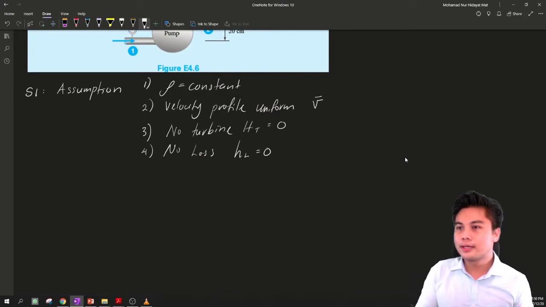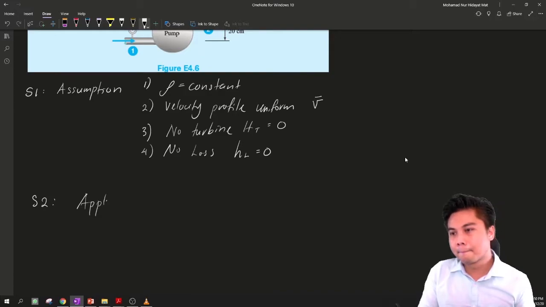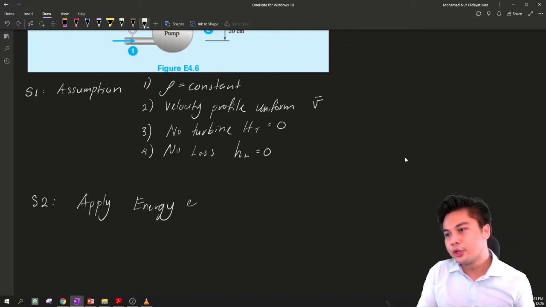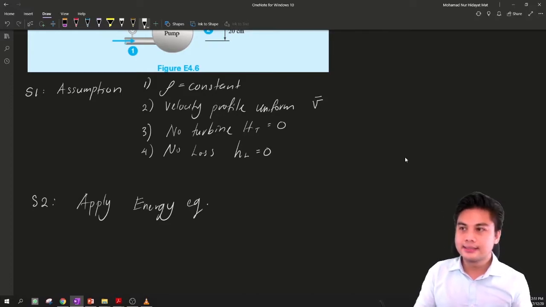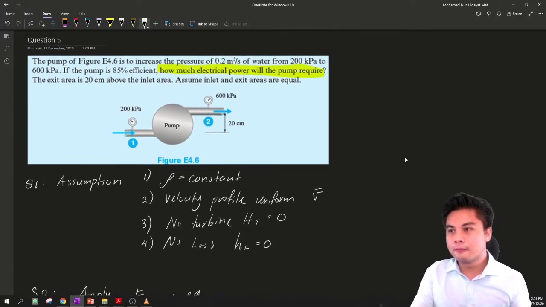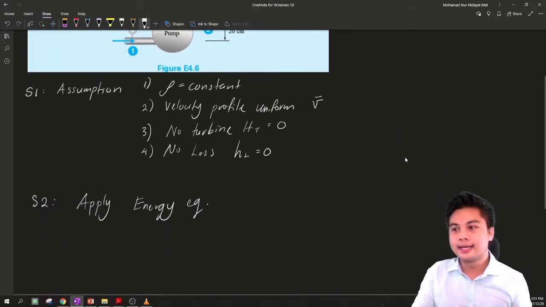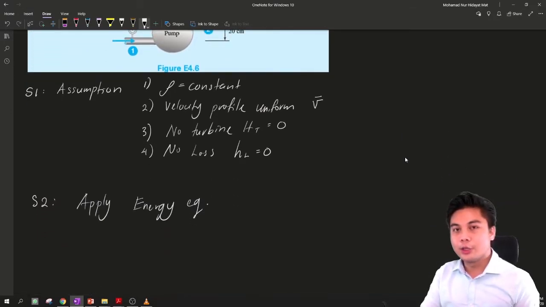So from here, step number 2, we need to apply the energy equation. Since this involves the flow and the pump, it requires the energy. Thus, the energy equation is required.